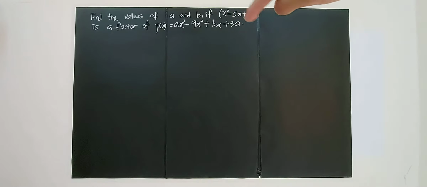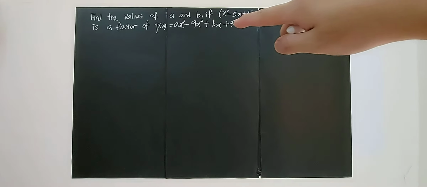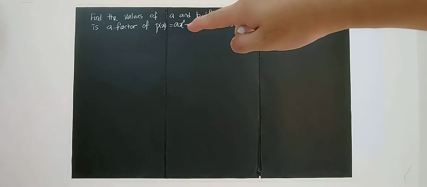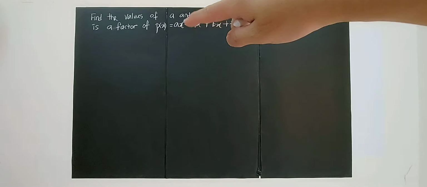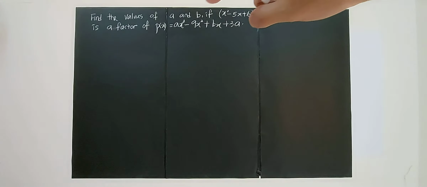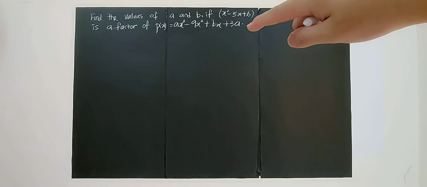So if this is a factor of p(x), right? This is a factor, but this is a quadratic factor, right? So how are you going to apply the factor theorem here if given this is a quadratic factor? As you know, this is a polynomial with degree 3, which means this polynomial is supposed to have 3 factors, right?